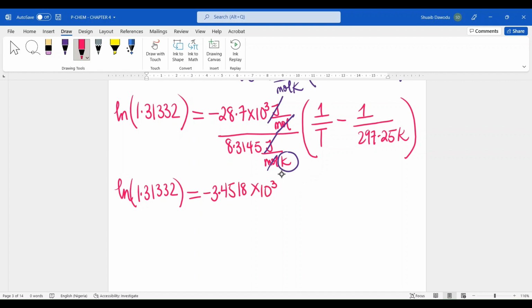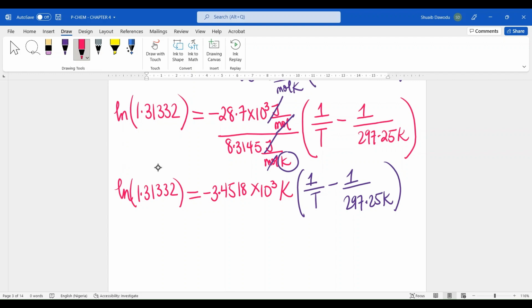We now know in math, right, that 1 divided by 1 over a denominator, so in this case Kelvin, so 1 divided by 1 over Kelvin is the same thing as 1 times Kelvin over 1, which is just the same thing as Kelvin. So that's what we're going to put here. So we end up having Kelvin here, and then of course you multiply 1 over T minus 1 over 297.25 Kelvin.